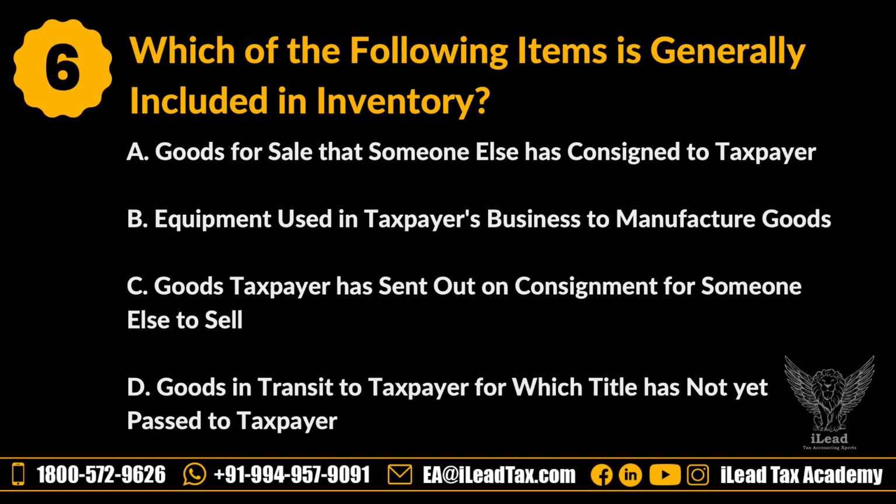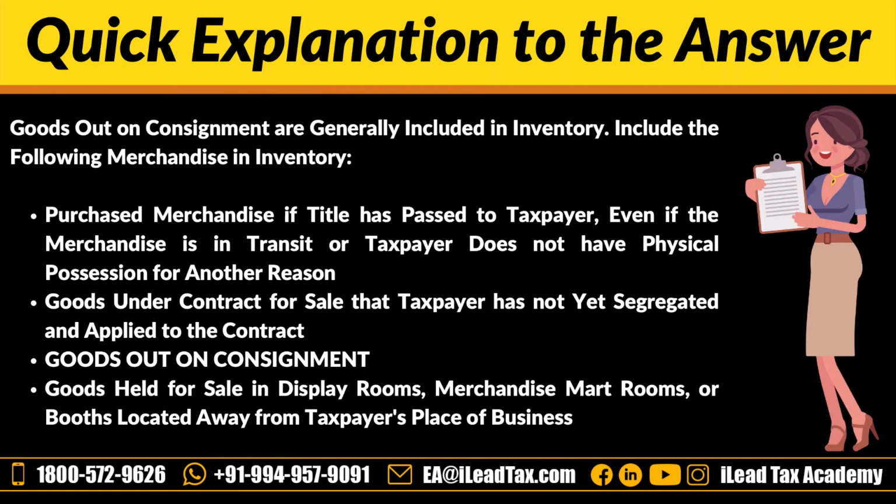So the correct answer is C. Goods taxpayer has sent out on consignment for someone else to sell. So here goods sent out on consignment for someone else to sell are generally included in the taxpayer's inventory until they are sold by the consignor. So the correct answer is C. Let's go to the next question.